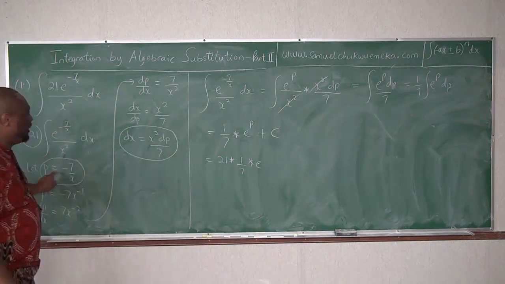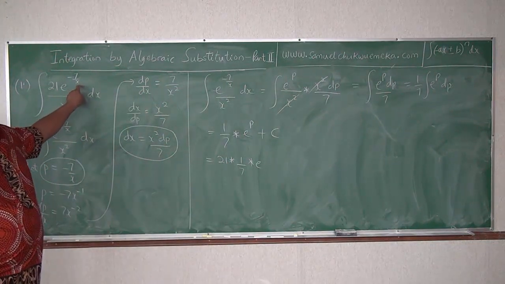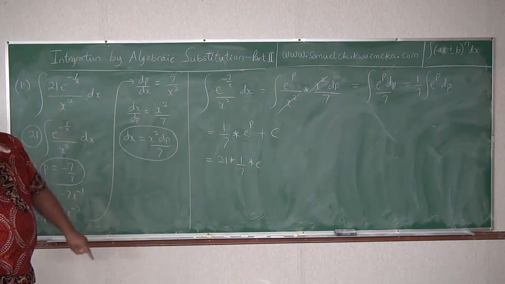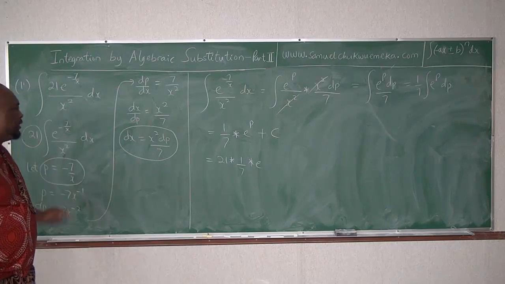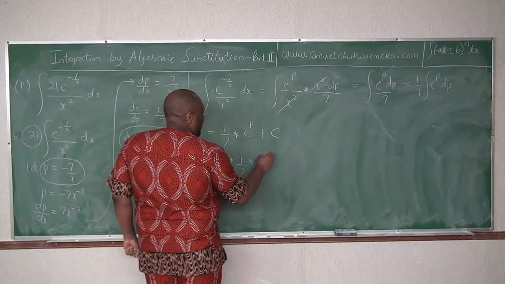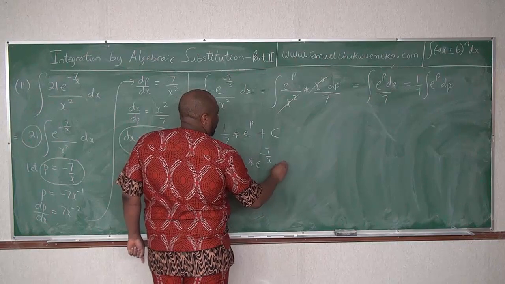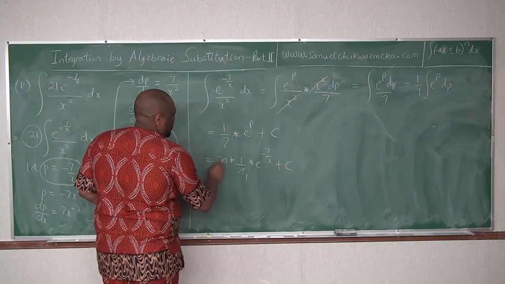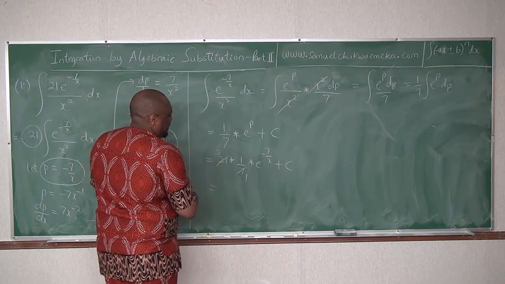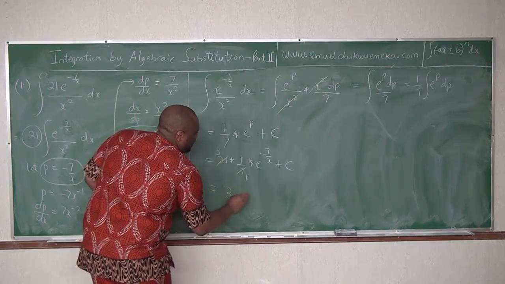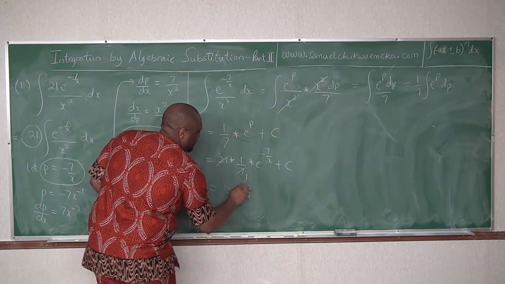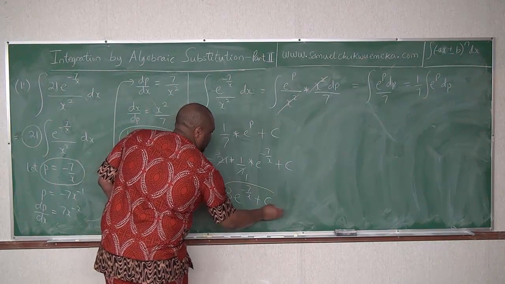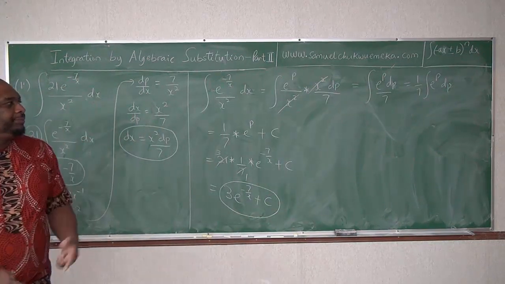Remember, the function they gave us is in x, so our answer must also be a function in x. So e^(-7/x) plus c. So 7 into 7, 1; 7 into 21, 3. So the answer is 3e^(-7/x) plus c. And that becomes your answer. That's it.